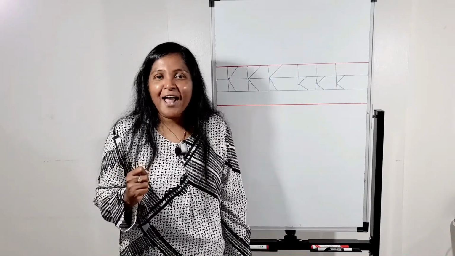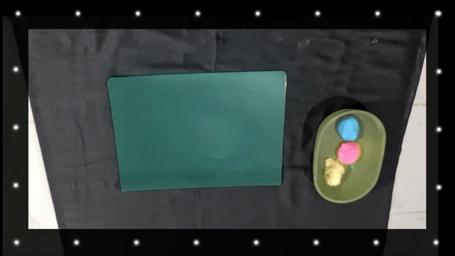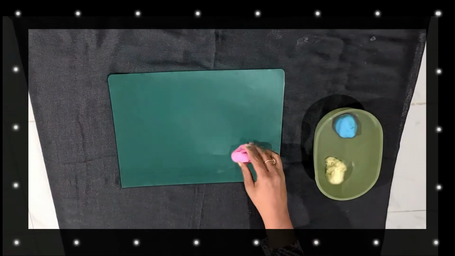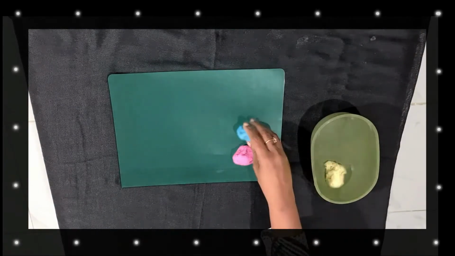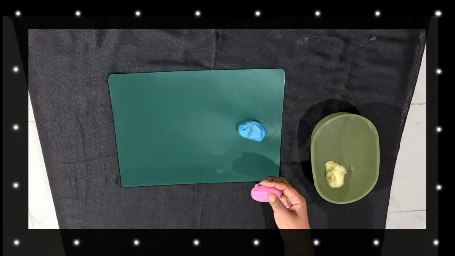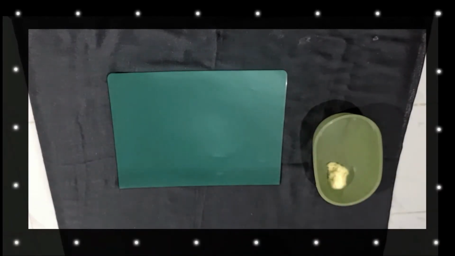It's the time to do the hands-on activities. Are you ready? Hi children, it's the time to do the hands-on activities. Before hands-on activities, make sure to wear your apron. Today I'm going to use Play-Doh for this activity. I have pink color and blue color Play-Doh. So, I'm going to make letter K with Play-Doh. Instead of Play-Doh, you can use semolina, squishy bags, pipe cleaners, popsicle sticks, many things.